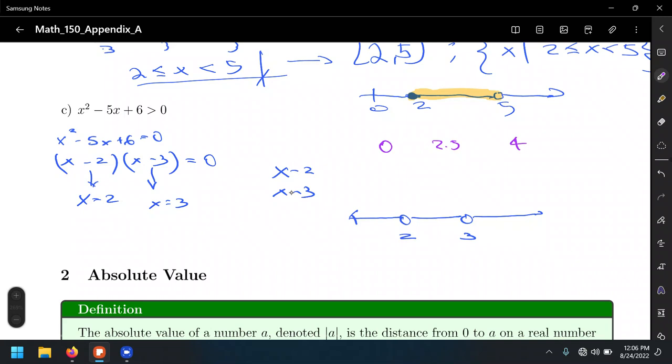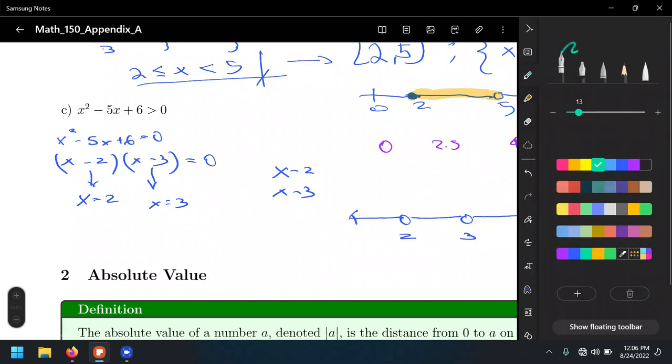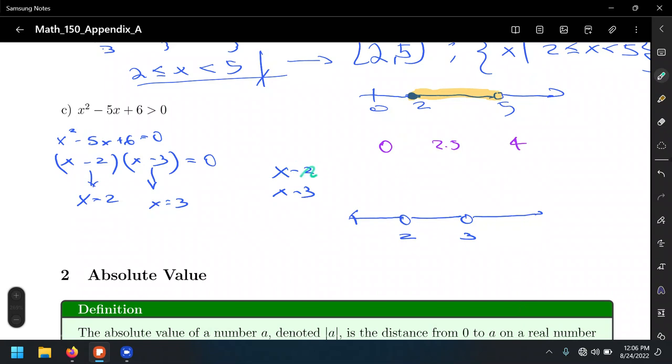So this is what we do. Evaluate these two expressions at the test values. I'm going to evaluate 0, so 0 minus 2, which is negative 2, but I really don't care about the result. What I care about is the sign, so in this case it's negative, right? 0 minus 3, that's also going to be negative. Let's test the second interval, 2.5. What's 2.5 minus 2? Is that positive or negative? Positive. What about 2.5 minus 3? Negative. Perfect. The third interval, 4. 4 minus 2? Positive. 4 minus 3?